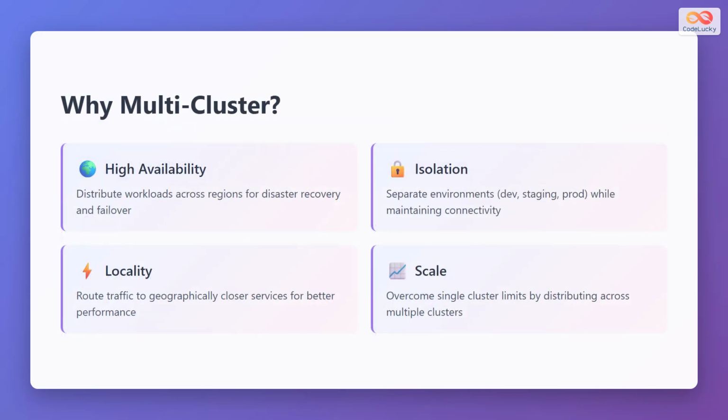There are several compelling reasons to adopt a multi-cluster architecture. High availability is achieved by distributing workloads across regions for disaster recovery and failover capabilities. Isolation allows you to separate environments such as development, staging, and production while maintaining connectivity between them. Locality-based routing enables traffic to be routed to geographically closer services, resulting in better performance and lower latency. Finally, scale becomes easier as you can overcome single cluster limits by distributing workloads across multiple clusters.